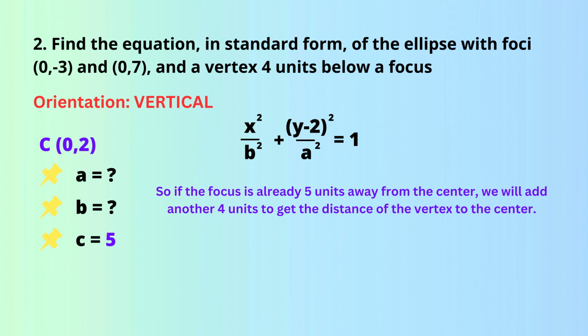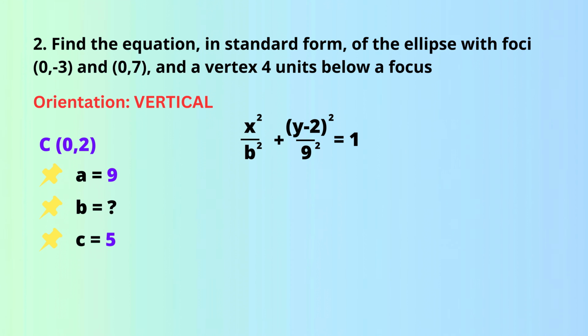units to get the distance of the vertex to the center. Hence, we have a equals 9. We can now substitute it to our equation so that a squared becomes 9 squared, or 81.